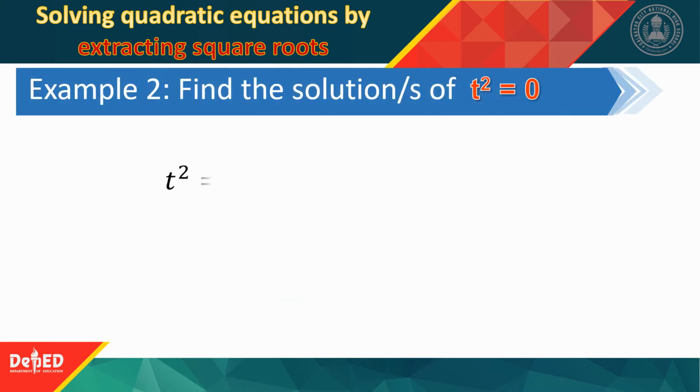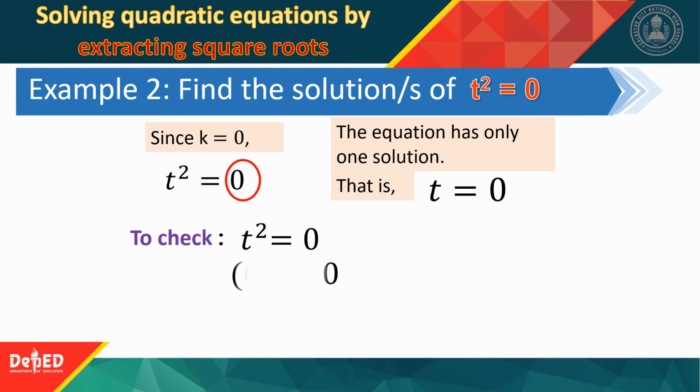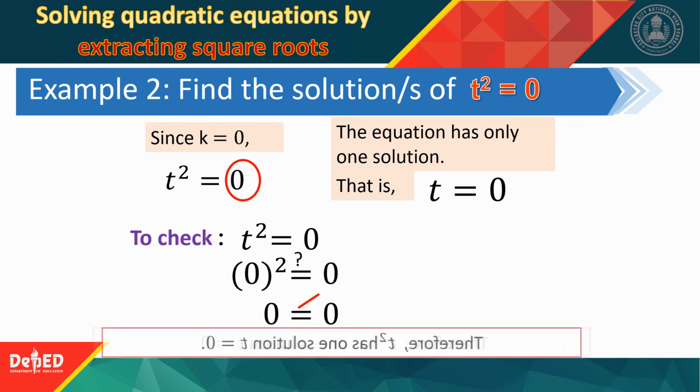Example number 2. Find the solution of t squared is equal to 0. Since 0 is the value of k, the equation has only one solution. So t is equal to 0. To check, t squared is equal to 0, so 0 squared is equal to 0. So 0 is equal to 0. Therefore, t squared is equal to 0 has only one solution, which is t is equal to 0.